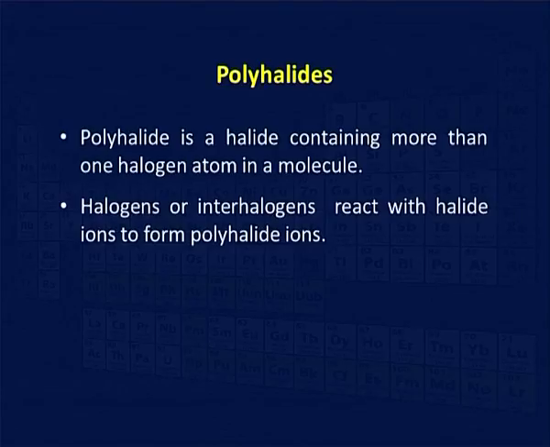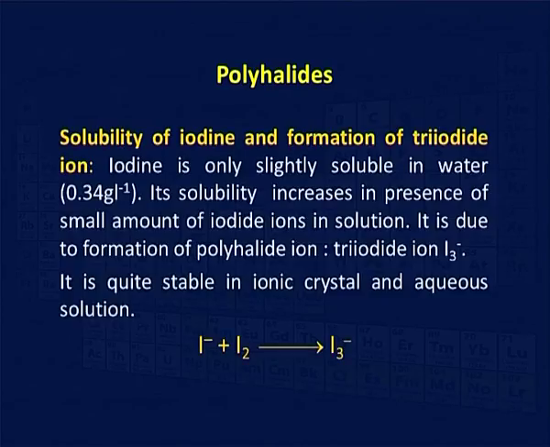The next topic is polyhalides. A polyhalide is a halide containing more than one halogen atom in a molecule. The halogens or interhalogens react with halide ions to form polyhalide ions. The solubility of iodine and formation of triiodide is a good example to understand the polyhalides.